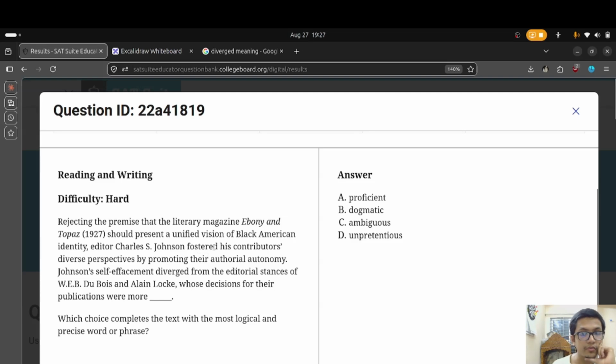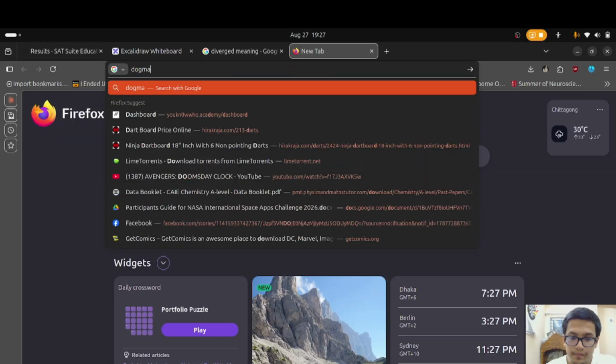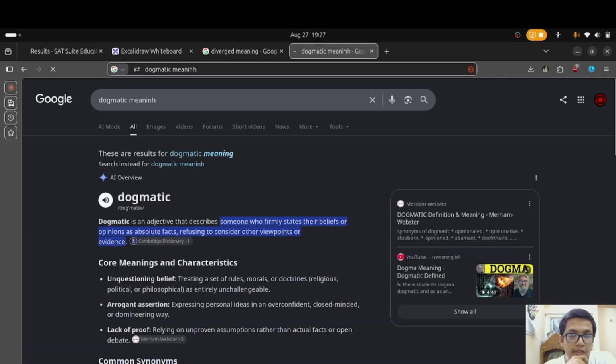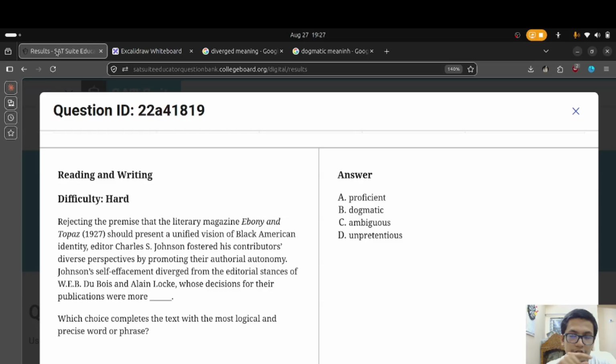Okay, now we need to figure out were more. So we note that perspectives promoting their, proficient. I think ambiguous will not happen. Unpretentious will also not happen. Probably dogmatic, maybe. Dogmatic might happen. So what's dogmatic meaning? I'm thinking dogmatic can happen. It states beliefs and opinions as fact, refusing to consider other viewpoints or evidence. It should be dogmatic, okay?